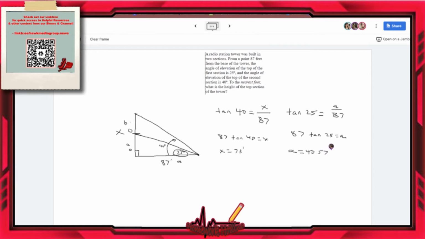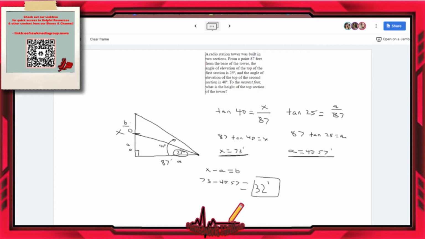feet. Now, we know that the entire height is 73 feet. We know that the first section is 40.57 feet. So all we have to do is subtract the entire height minus the first section, and that'll get us the height of the second section. So 73 minus 40.57. And that gets us 32 feet. 32 feet, that's the height of B, the second section.